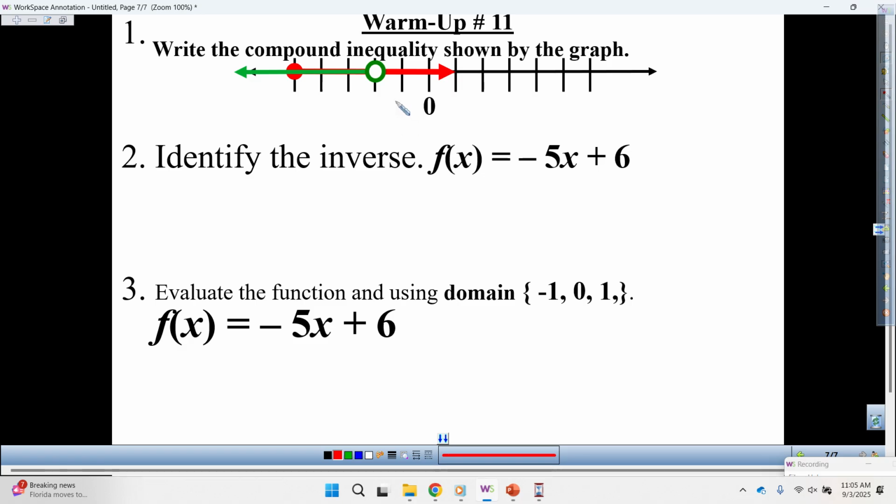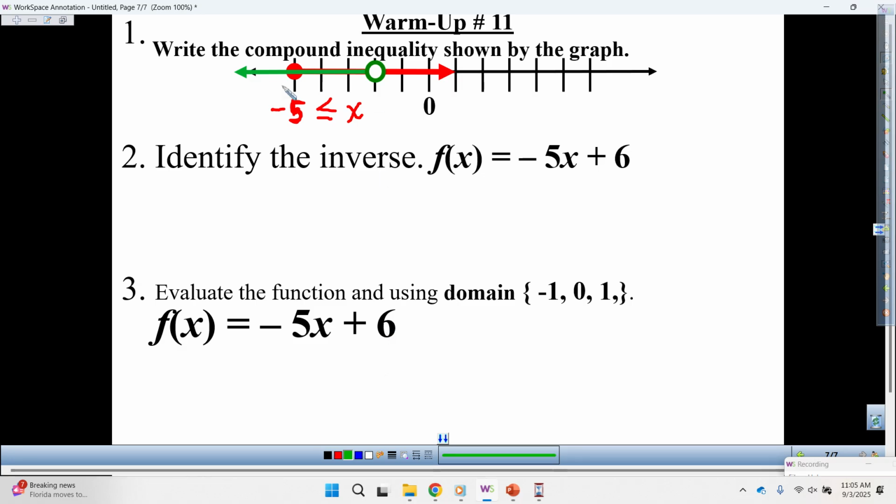Let's see. How about Lorenzo? Give us the inequalities that you wrote. First, give me the red one. Negative 6. 1, 2, 3, 4. Negative 5. Okay. And then the rest of it is x. What is negative 5 compared to the rest? Less than and equal to. All right. Pass someone.